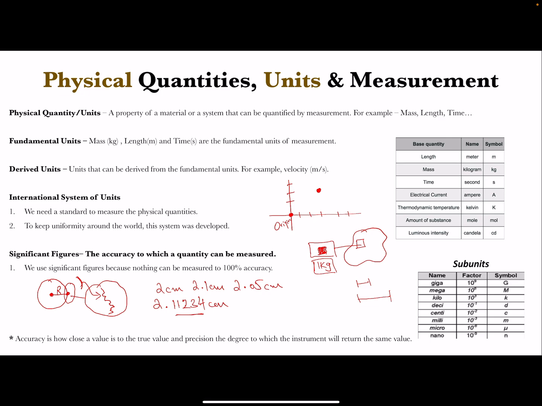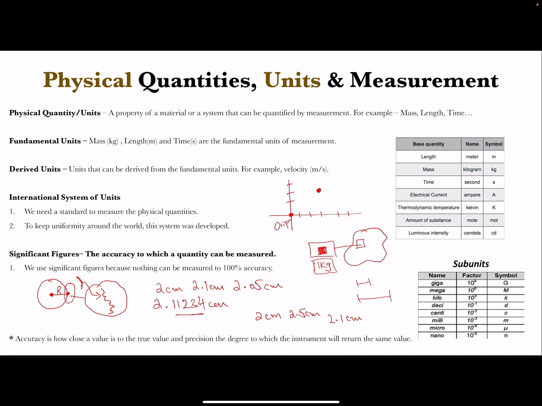But if I measured 2 centimeters in the first case, and the next time it was 2.5 centimeters, and then it was 2.1 centimeters, now this is not very precise, because the values are changing too much. So I hope you have an understanding of what accuracy and precision are, and what significant figures tell us about accuracy. Okay, just one more thing to mention.